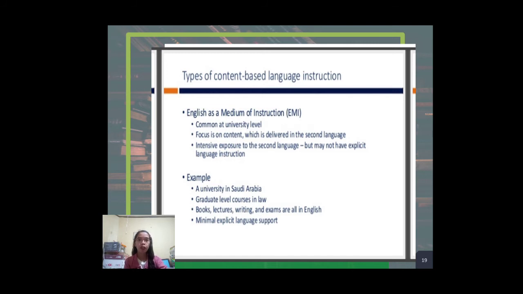Example, a university in Saudi Arabia, graduate level courses in law. Books, lectures, writing, and exams are all in English. Minimal explicit language support. Why minimal? Because in English as the medium of instruction, the medium itself is already English.